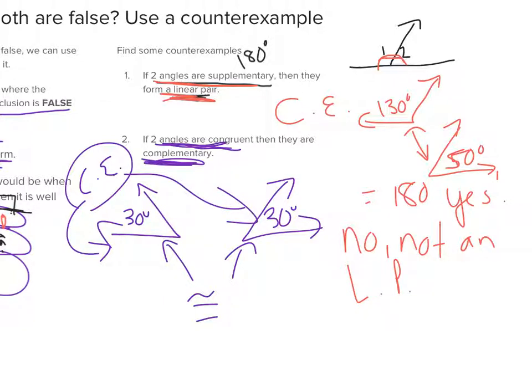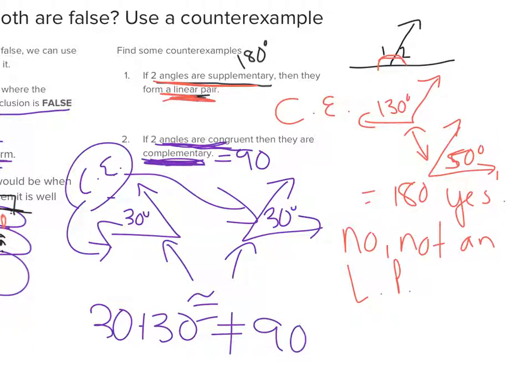Bam and bam. That means that I have two congruent angles, but they are not complementary because complementary means adds up to 90. 30 and 30 does not add up to 90, so there's my answer. All right, moving on.